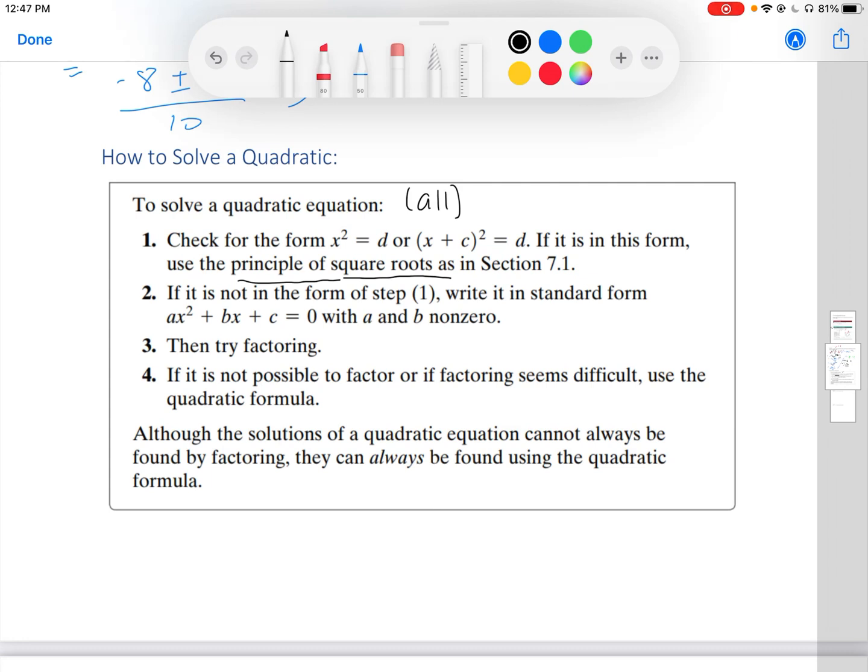Once you have it there, you can try factoring. And if it's not factorable or if factoring is too difficult, you can always use the quadratic formula. So these are all your methods. You can use your square root property, factoring, and quadratic formula. Although solutions of a quadratic equation cannot always be found by factoring, they can always be found using the quadratic formula.